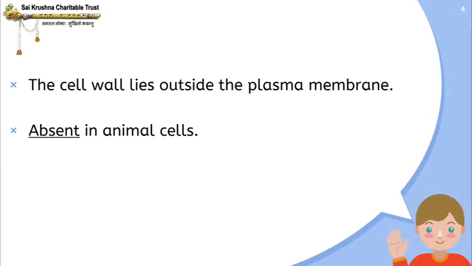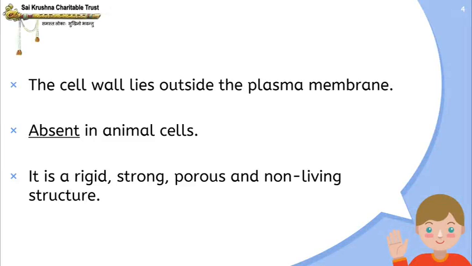Cell wall is absent in animal cells. Animal cells do not have cell wall. It is very important, students. You should remember that cell wall is present only in plant cells.